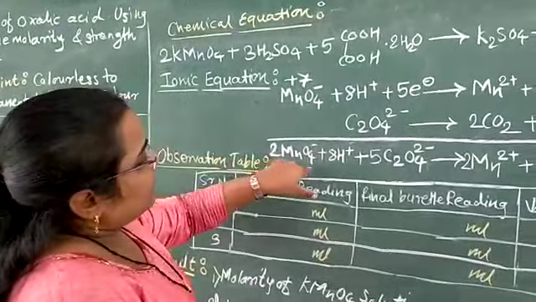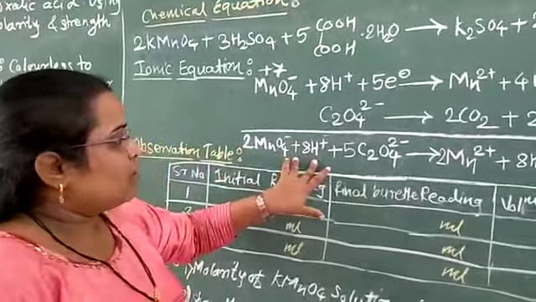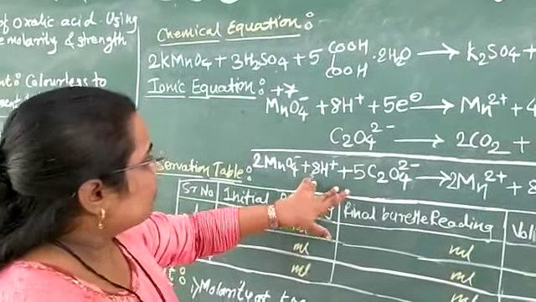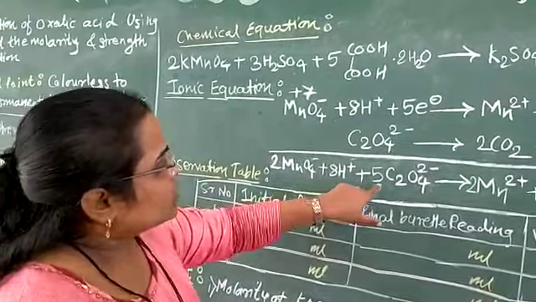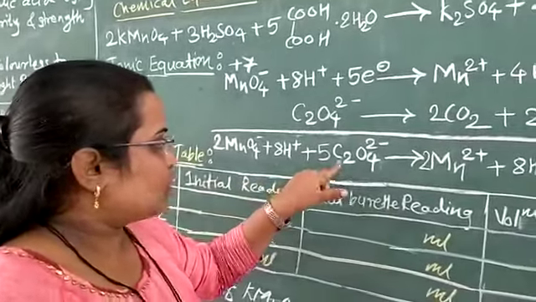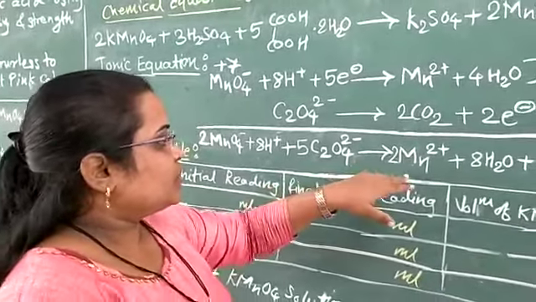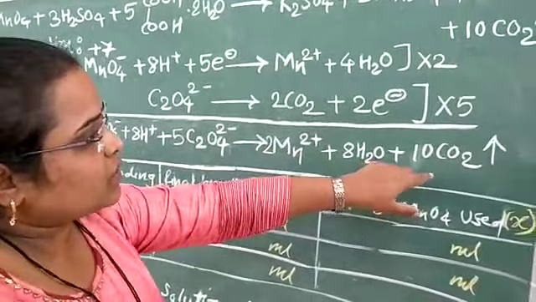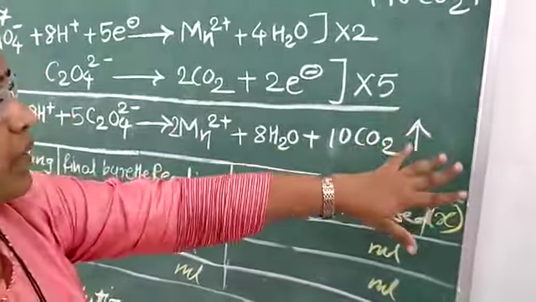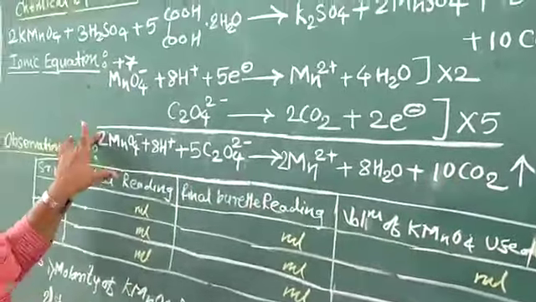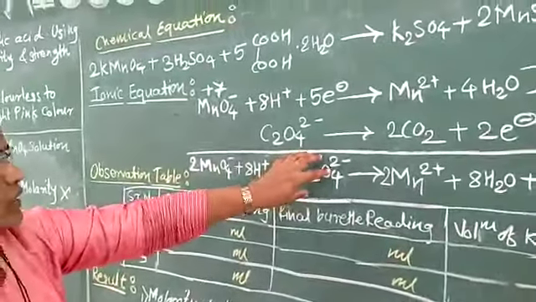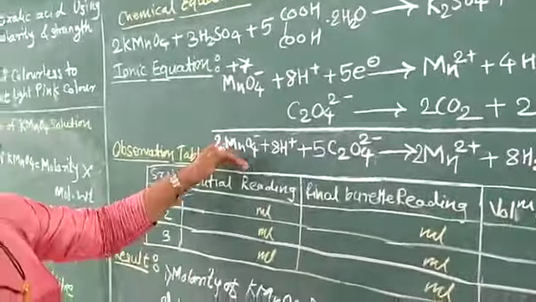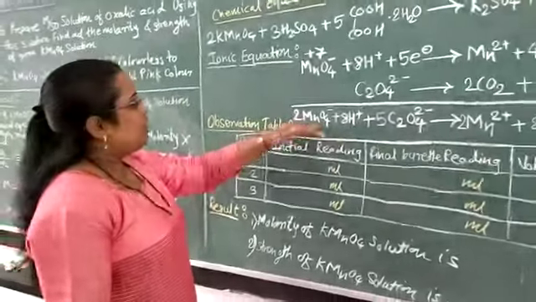The overall ionic equation will be: 2 permanganate ions in presence of 8 H plus, which is provided by the acid, that is H2SO4, react with 5 oxalate ions. It converts into 2 Mn2 plus ions plus 8 water molecules plus 10 CO2 molecules. There is oxidation of the oxalate ions to form CO2 molecules by the permanganate ion.